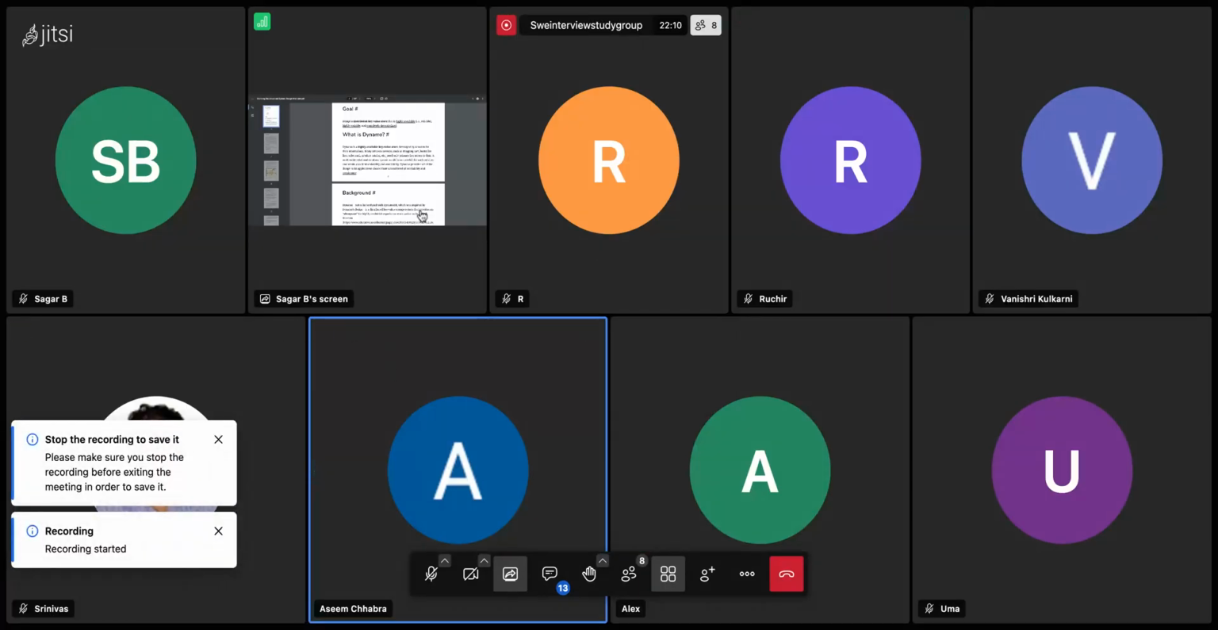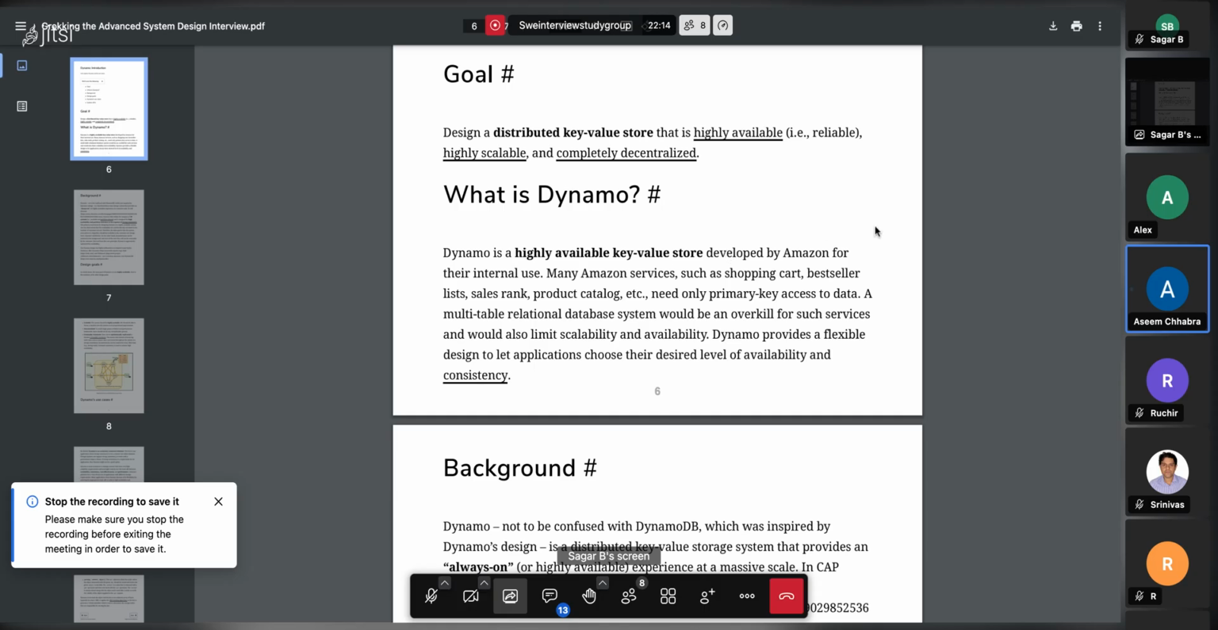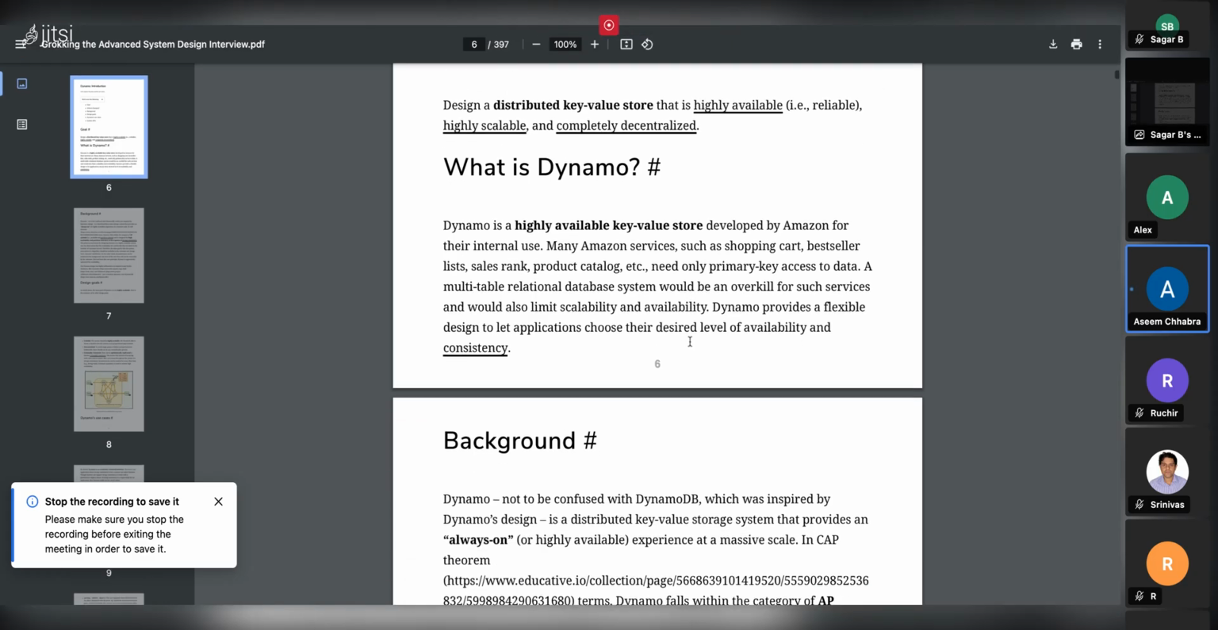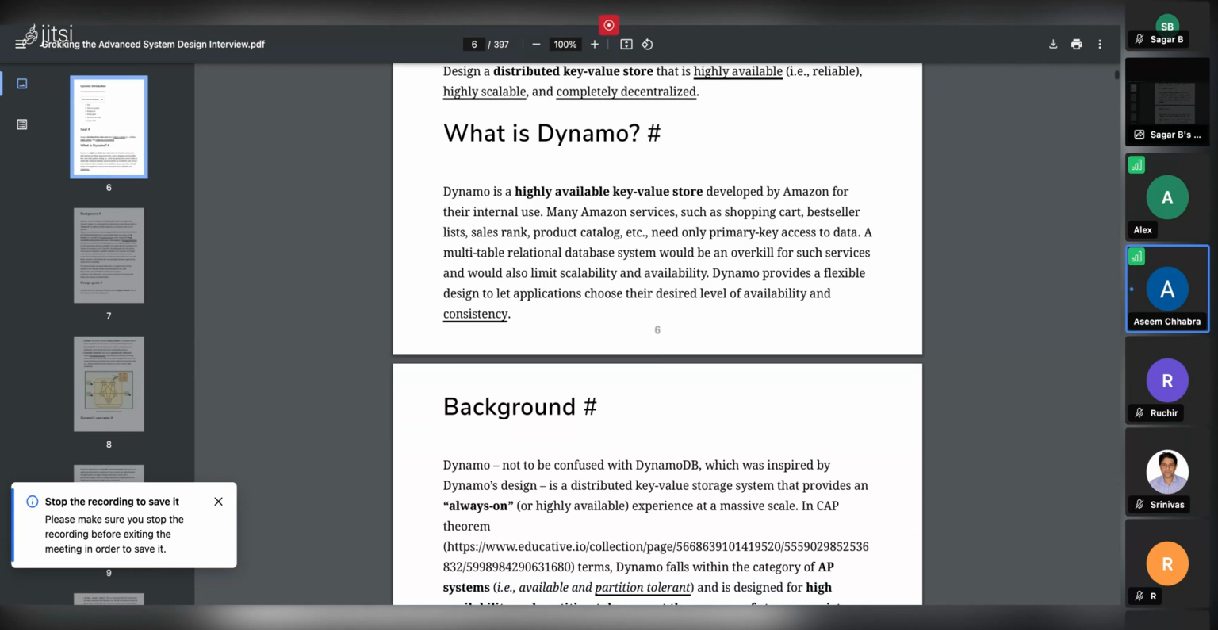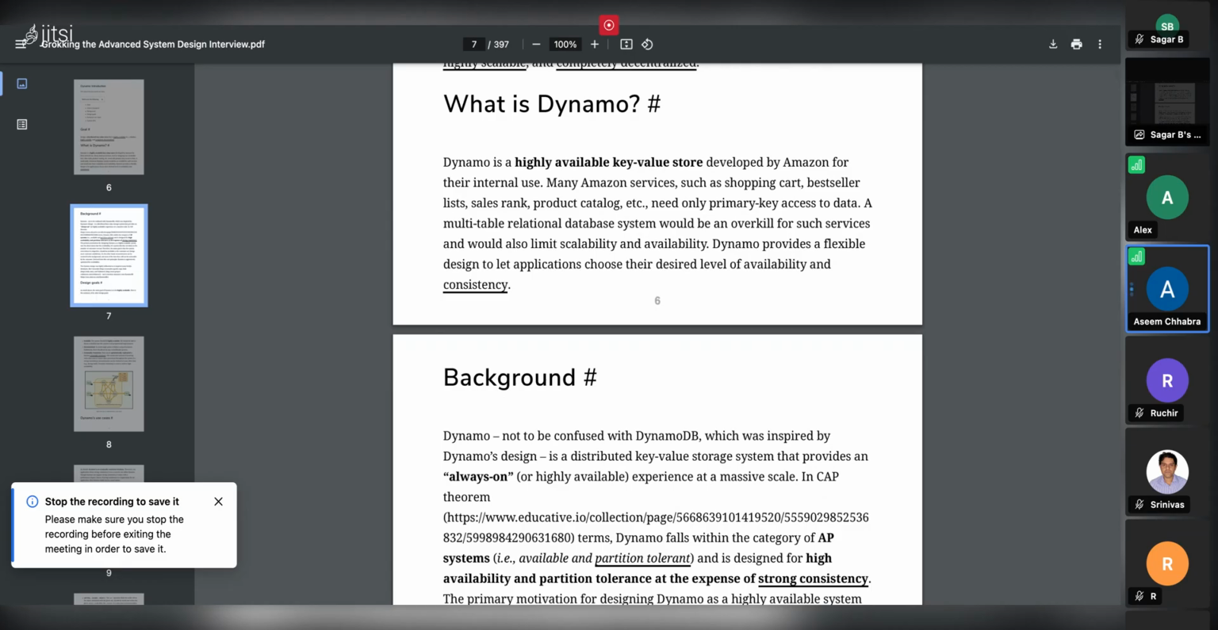Dynamo is a key value store developed by Amazon for their internal use. Many Amazon services such as shopping cart, bestseller list, sales rank, product catalog, etc., need only primary key access to data. A multi-table relational database system would be overkill for such services and would also limit the scalability and availability. Dynamo provides a flexible design to let applications choose their desired level of availability and consistency.